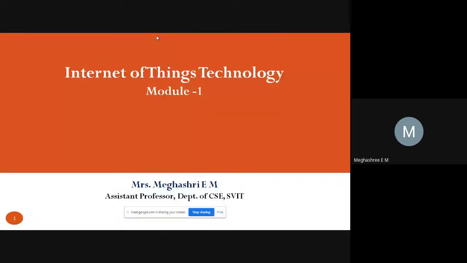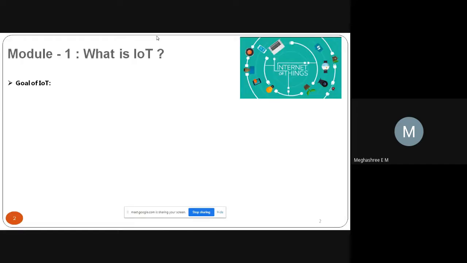So, Internet of Things technology. The subject code is 17CS81. Before starting the actual topic that is given in the syllabus, let's have a brief introduction about IoT. IoT stands for Internet of Things, right?